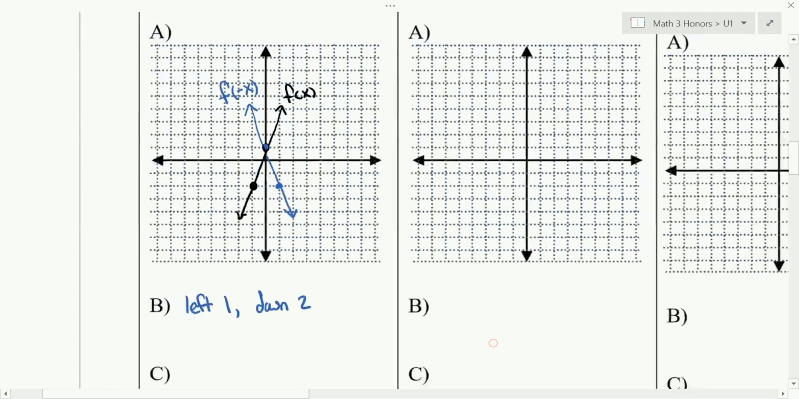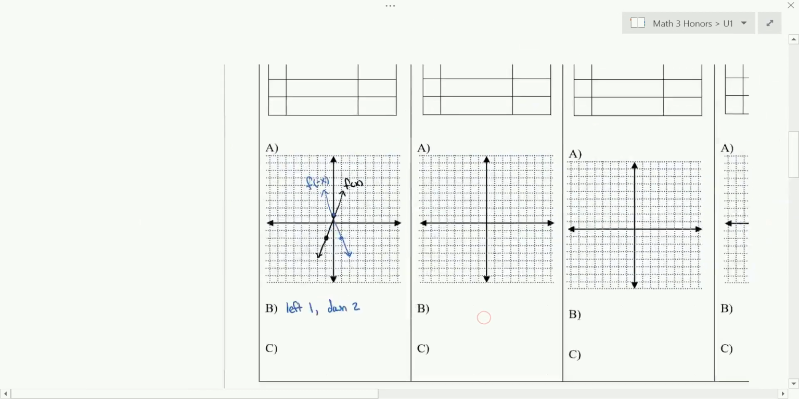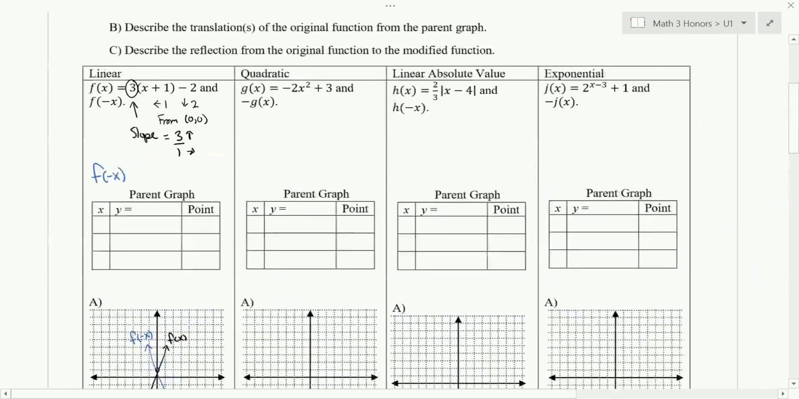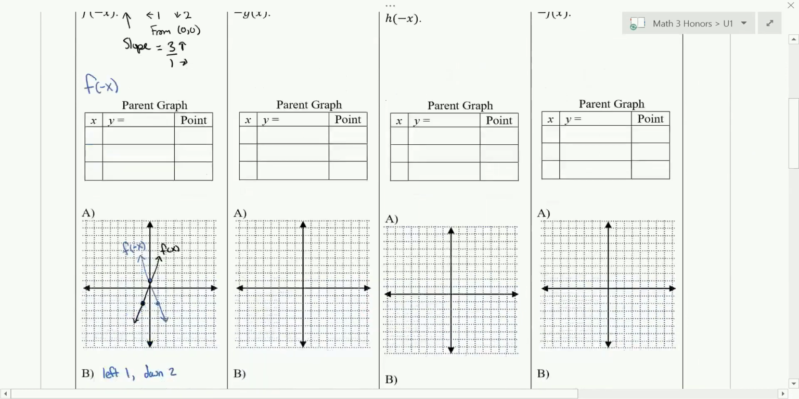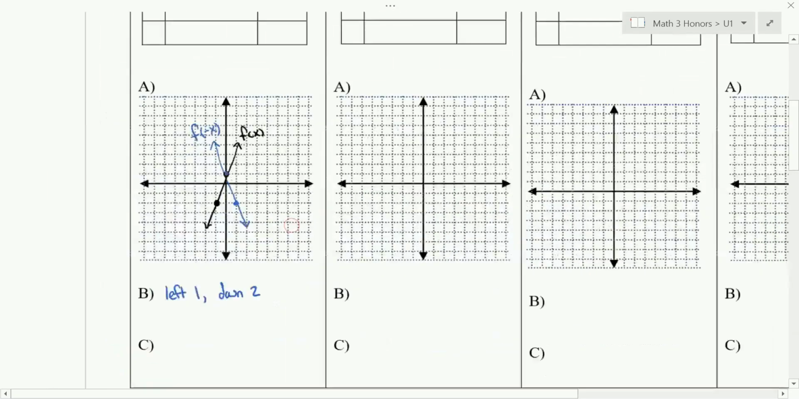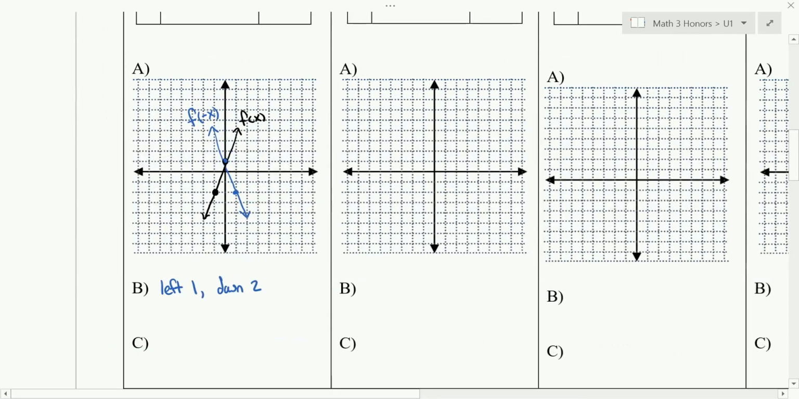Okay. And then part C asked us, describe the reflection from the original function to the modified function. So what kind of reflection was it from f of x to f of negative x? Was it a reflection across the x-axis or a reflection across the y-axis? So, reflect across the y-axis. Okay, so that's what it's meaning. Those are the instructions that we need to follow.